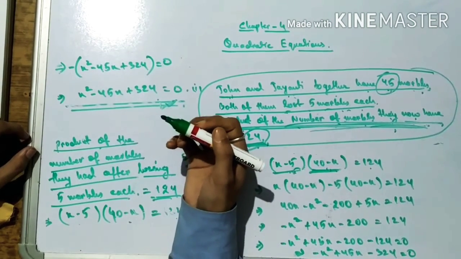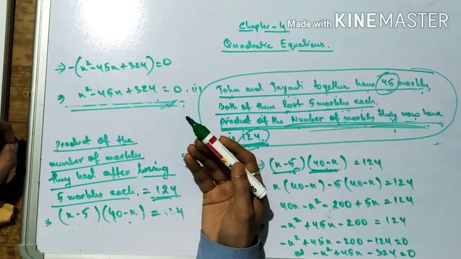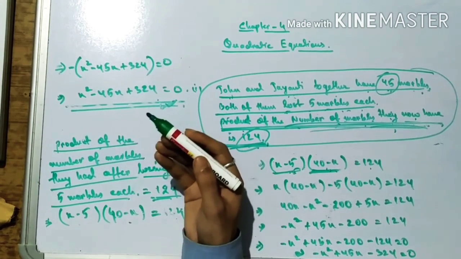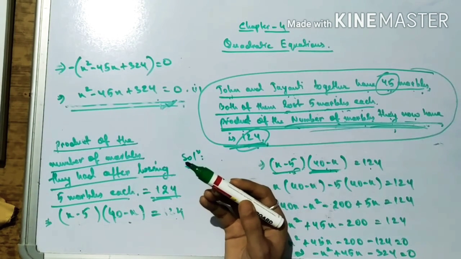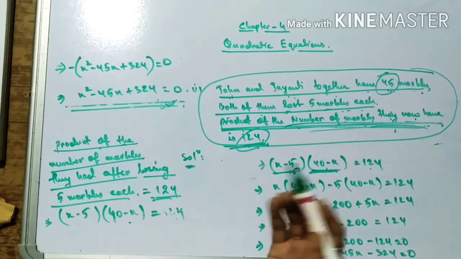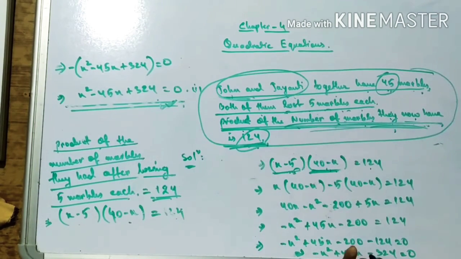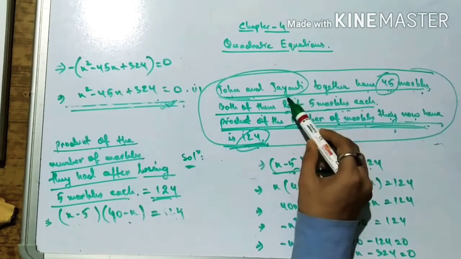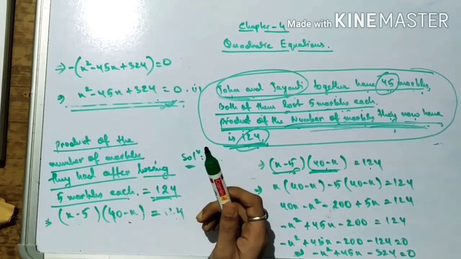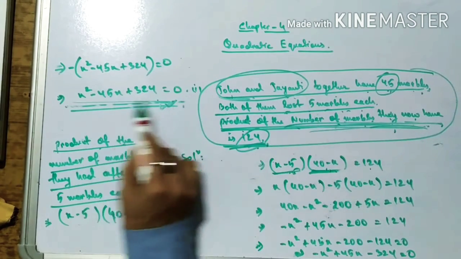In the question it is given the number of marbles John had, and then we would like to find out how many marbles they had, both John and Jayanti. So you can say the number of marbles John and Jayanti had. In your book only John is given. You can write that John and Jayanti had satisfies this equation.